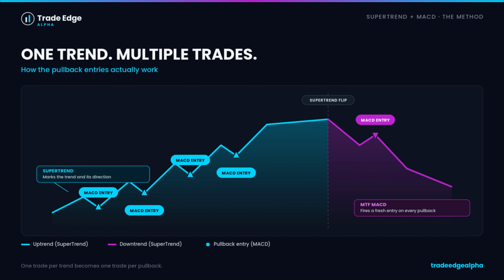Quick version of the method, so we're testing the same thing. Supertrend prints a signal and marks the direction, same as it always has. MACD, read across the same or a higher time frame, is built into that same system to catch pullbacks inside the trend: the dip in an uptrend, the bounce in a downtrend, and fire a fresh entry. So instead of one trade per trend, it's multiple trades for as long as the trend holds.